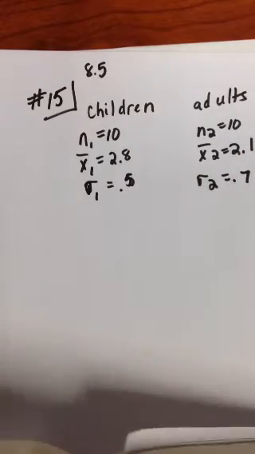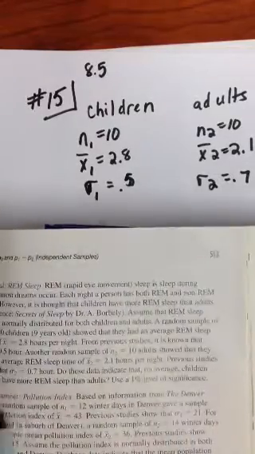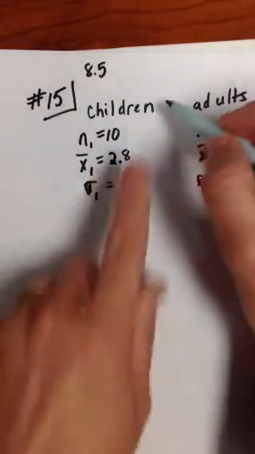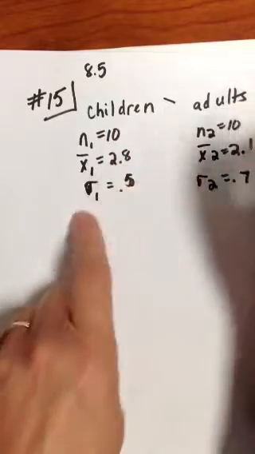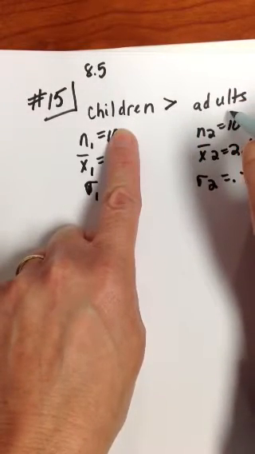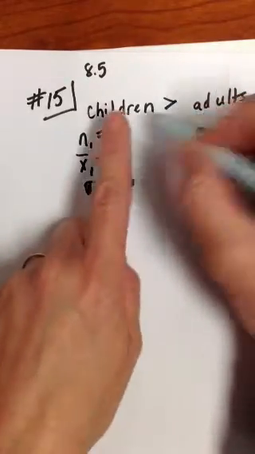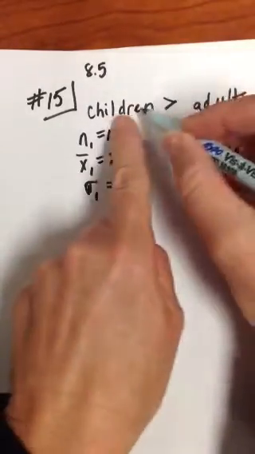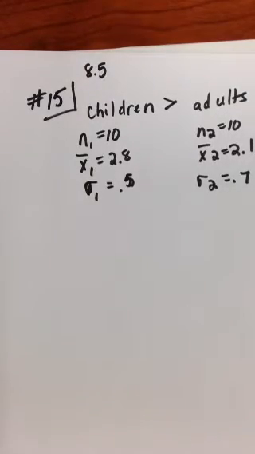Okay, now the question is, do these data indicate that on average children have more REM sleep than adults? So we want to know if children is more than adults. So you want to set it up this way and determine your inequality sign based on the question. Okay, so it doesn't always mean more than means greater than. We want to know if children are more than adults. It could have said, do the adults have more than the children? And this would have been a less than. So be very careful on how you set that up.